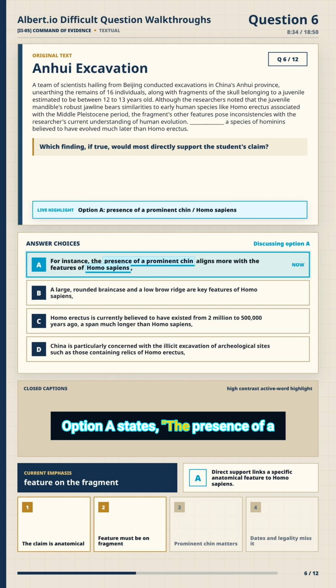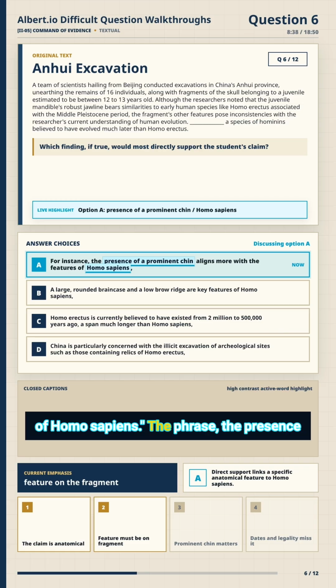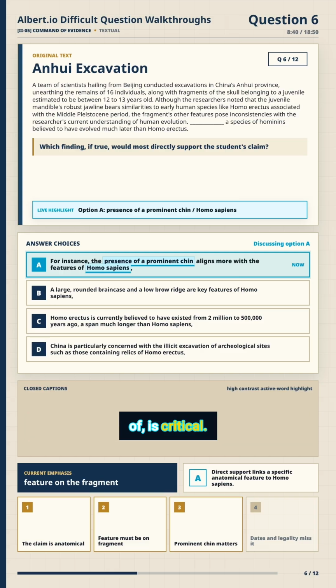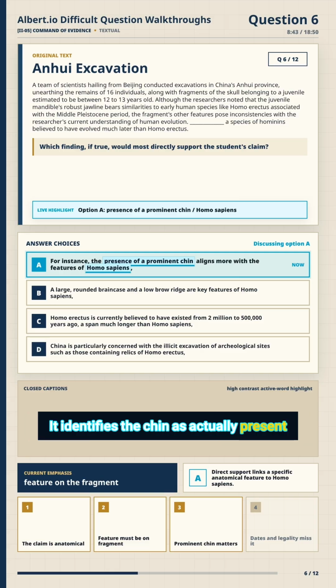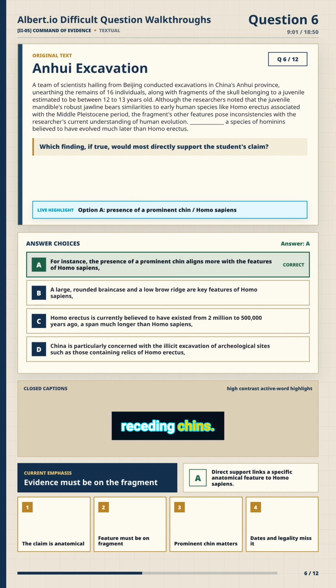Option A states, "the presence of a prominent chin aligns more with the features of Homo sapiens." The phrase "the presence of" is critical. It identifies the chin as actually present on the fragment, and the comparison ties it to Homo sapiens. Both requirements are met. Anatomically, this is also correct. A pronounced mental protuberance, or chin, is one of the diagnostic features distinguishing Homo sapiens from earlier hominins like Homo erectus, who typically had receding chins.